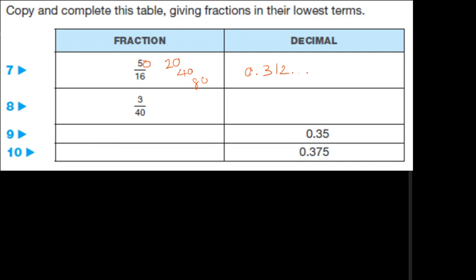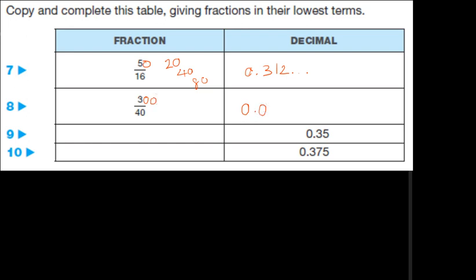Similarly 3 by 40. We know that the numerator is the smaller number, so we cannot divide it directly. So we have to put a 0 point and write it in decimal format. Now after putting the 0 point, we add a 0 to get 30. Now also we cannot divide 30 by 40 because 30 is a smaller number than 40. That's why I'm putting one more 0 here.